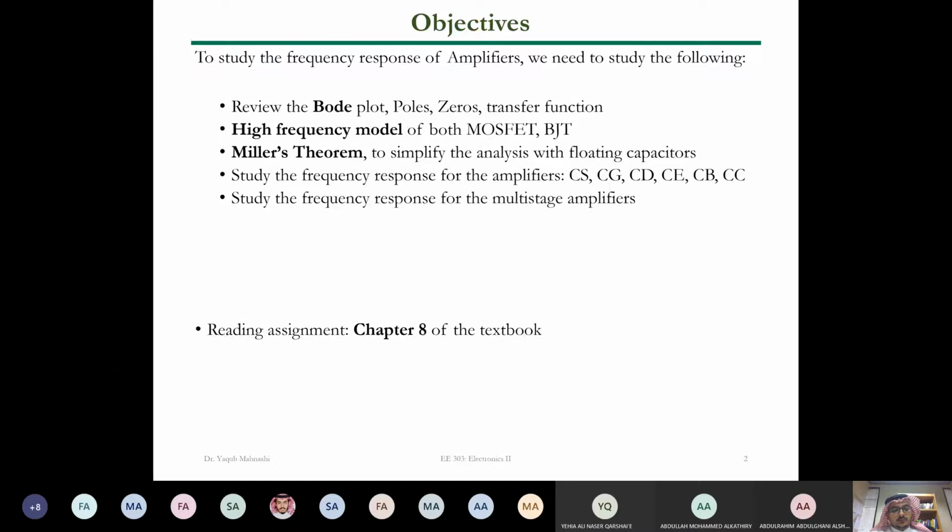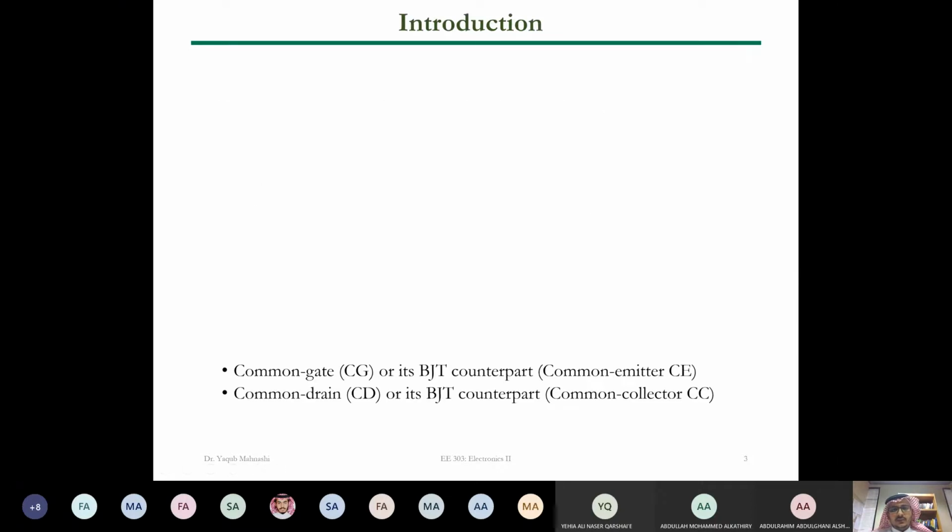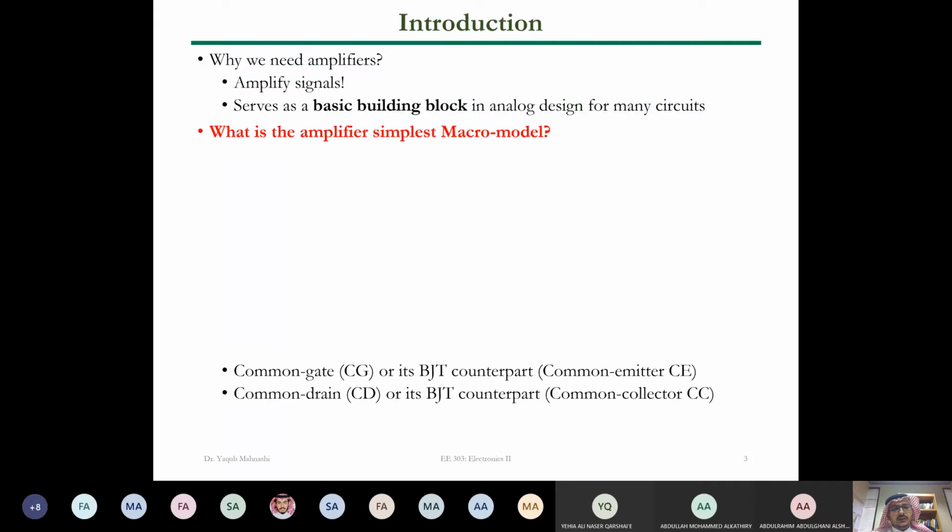And then, having these tools, we can now study the frequency response for all configurations: the common source, common gate, and common drain, and their counterparts with BJTs. Then we'll study also the frequency response of some multi-stage amplifiers. So this is basically our second topic agenda in general.